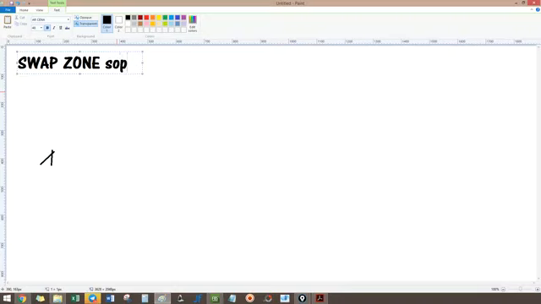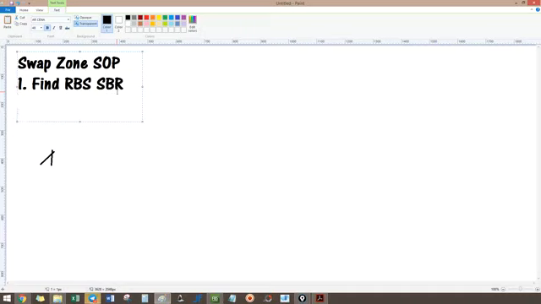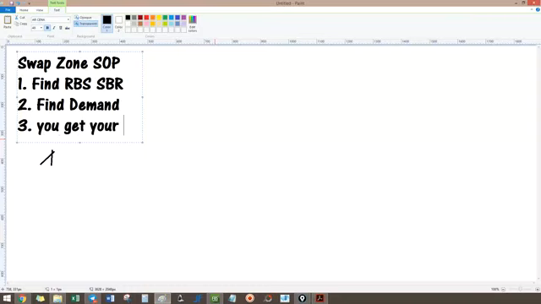SOP, standard operating procedure for the swap zone. First, find RBS or SBR. Second, find demand. Third, find that you get your entry. Simple as that.